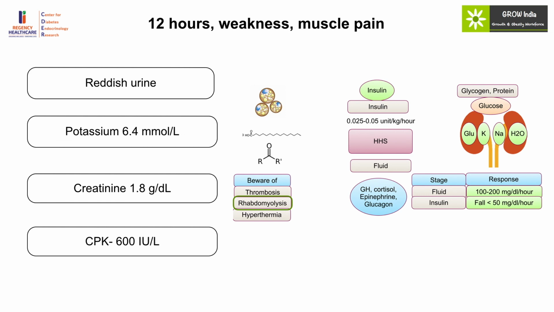So in a child with a hyperosmolar state, one needs to be very cautious about development of rhabdomyolysis, because then the whole management changes and we need to treat along the lines of adverse renal outcome, and maybe dialysis may also be required in this setting.